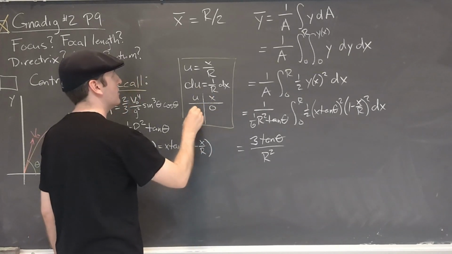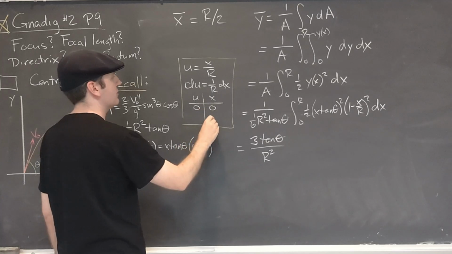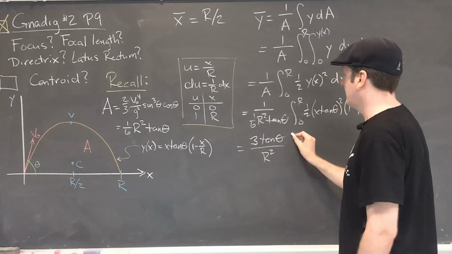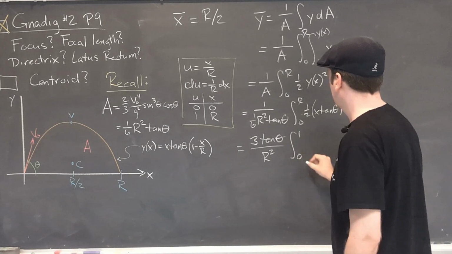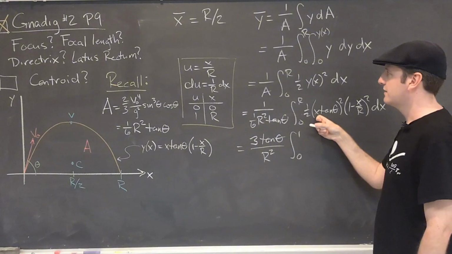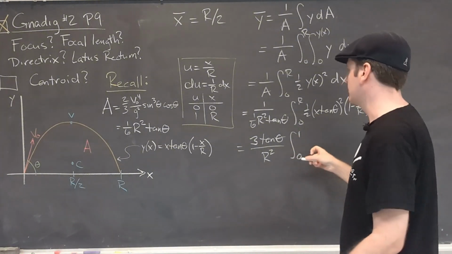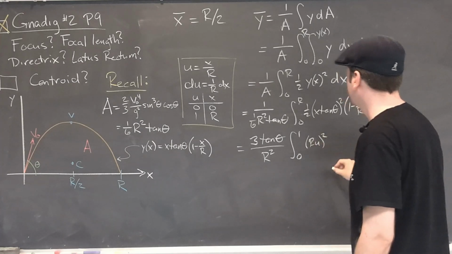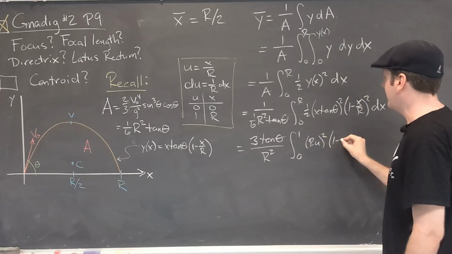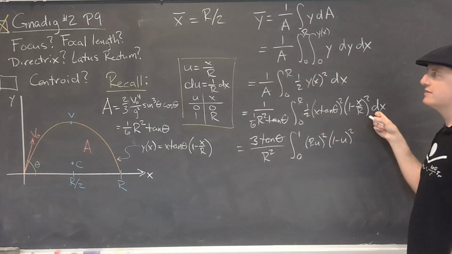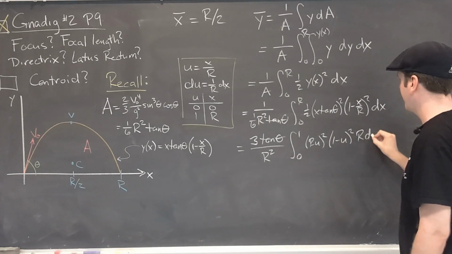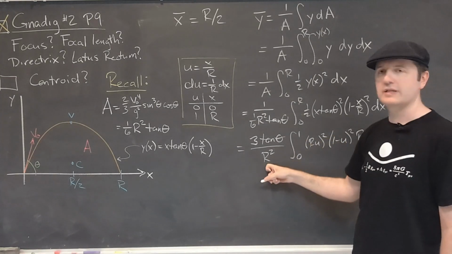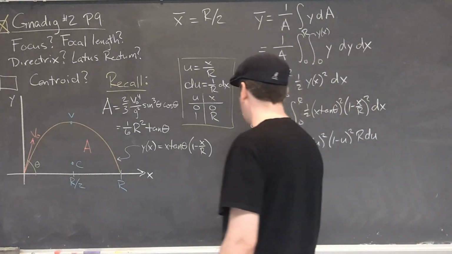When x is equal to 0, u will also be 0, and when x is equal to r, u will be 1. My x squared here will end up being r times u squared. This will become 1 minus u squared, and don't forget the dx will also pick up another r. Notice that I have an r squared here and another r here, which will partially cancel this r squared down to just an r.